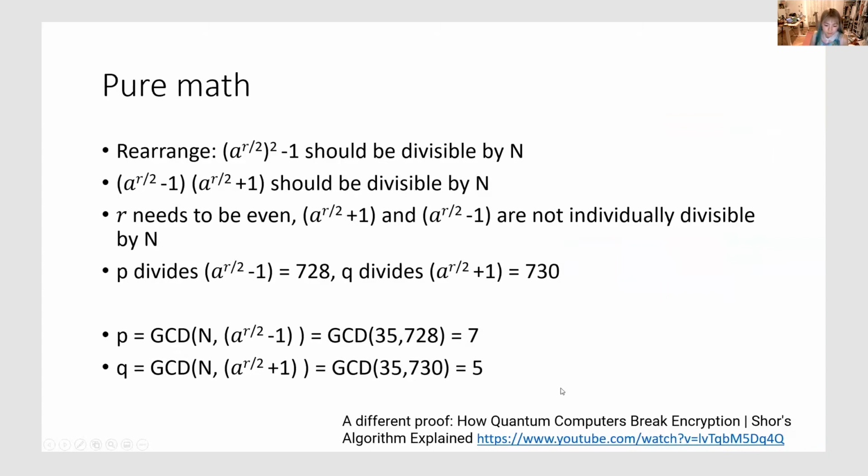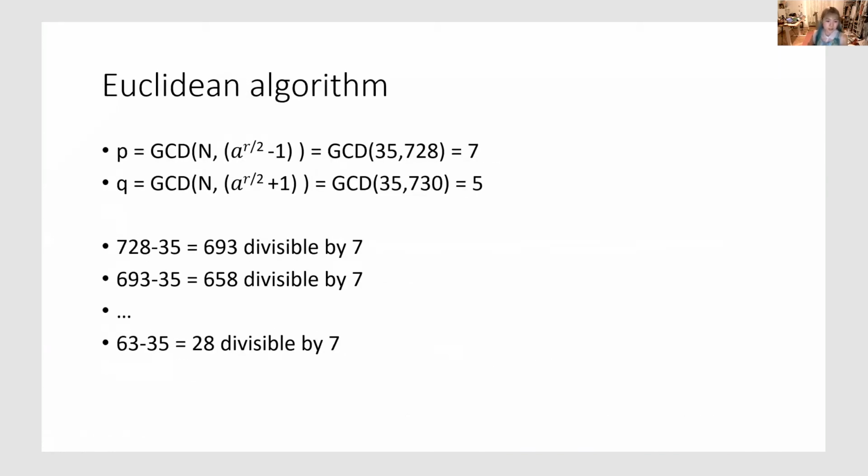But if you want to look up a different type of proof, the video that I recommended last week also has another proof to show that you can do this. So far, nothing is quantum. And to get to this point, 5 and 7, you are doing this greatest common divisor, and this can be solved.